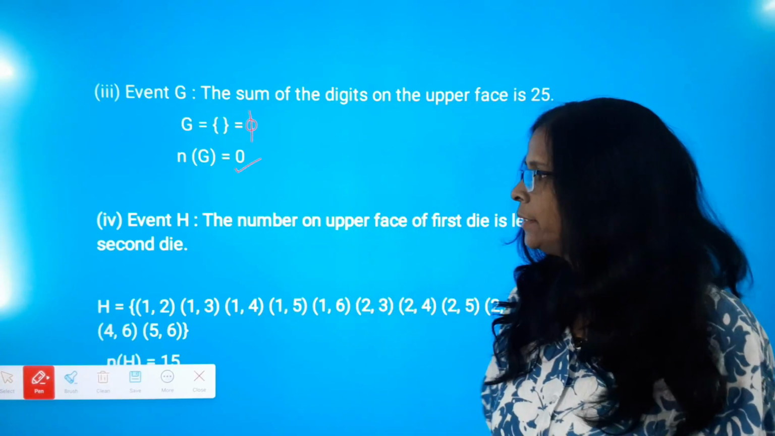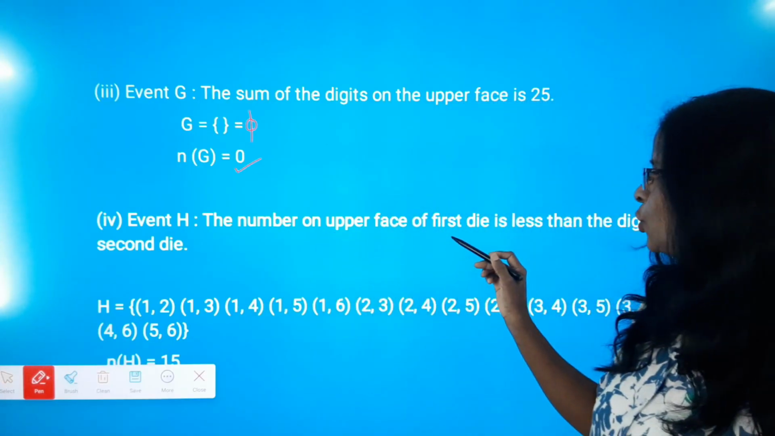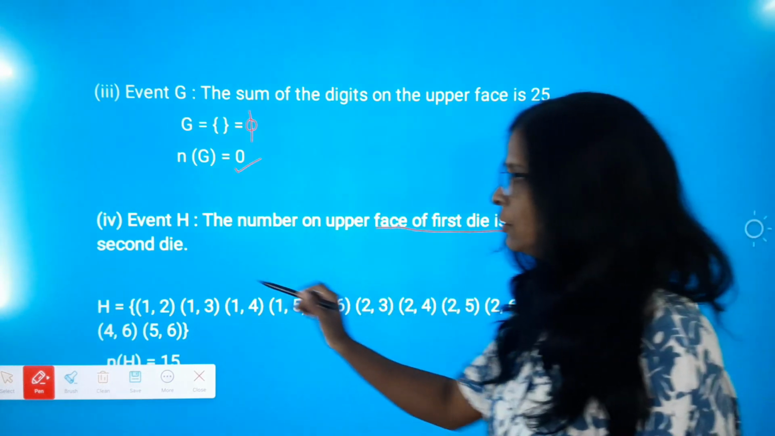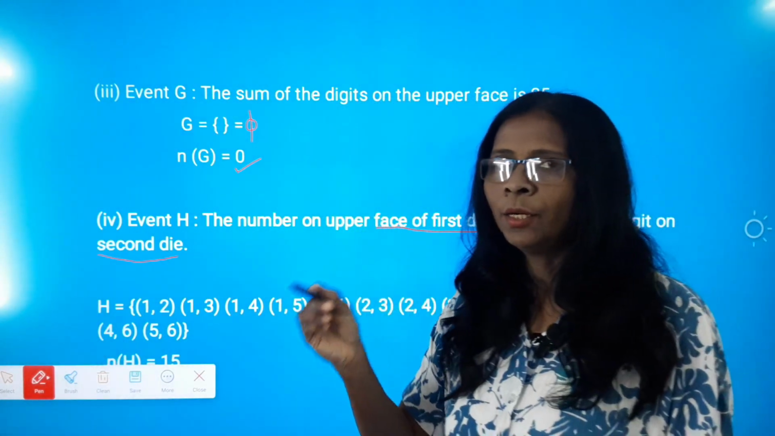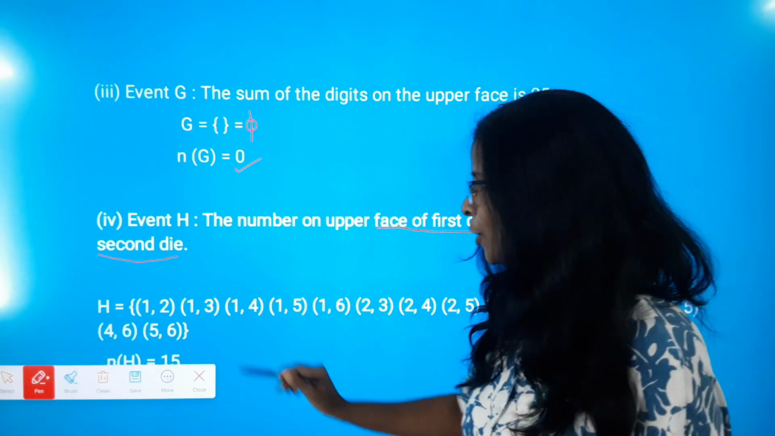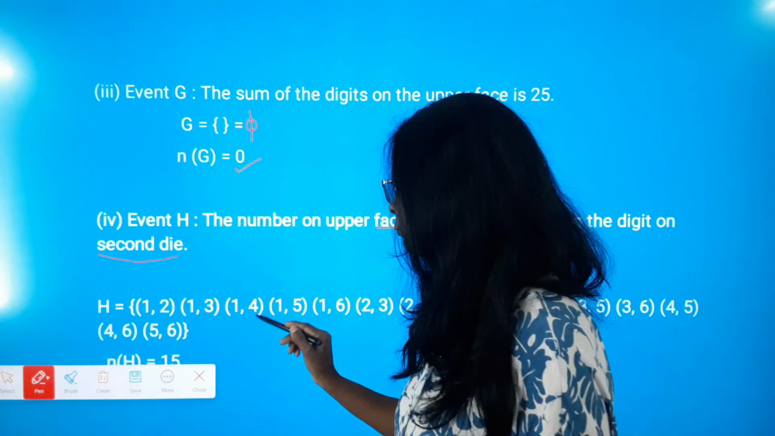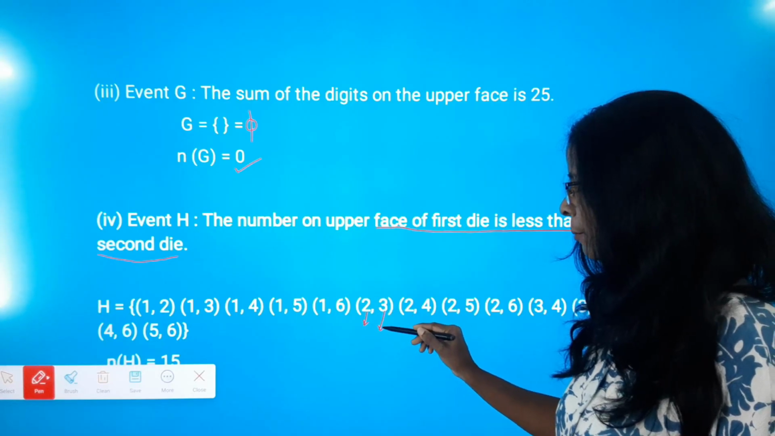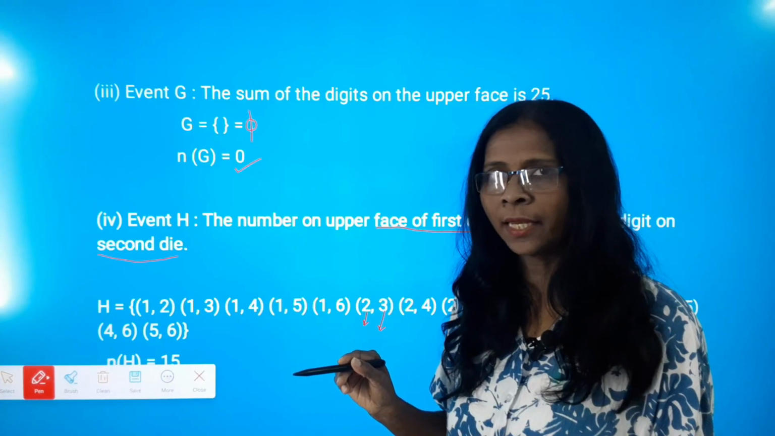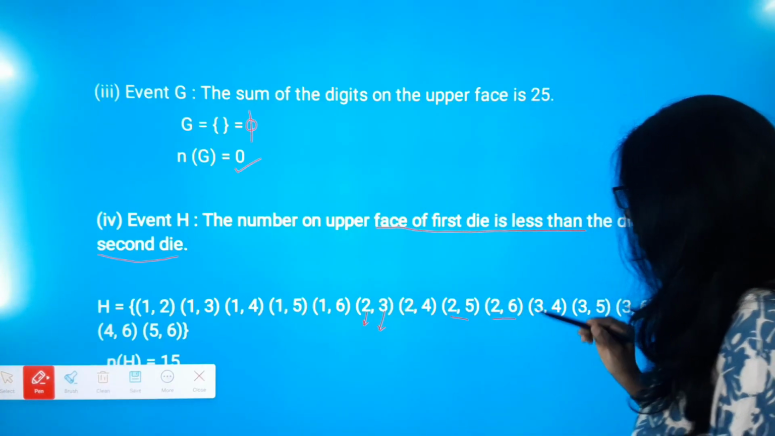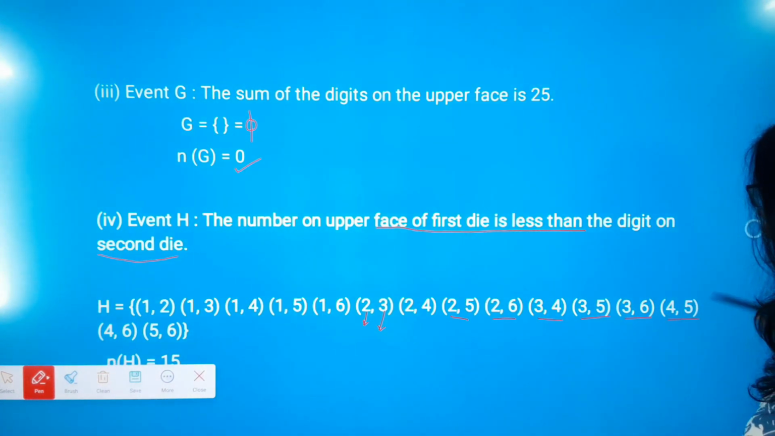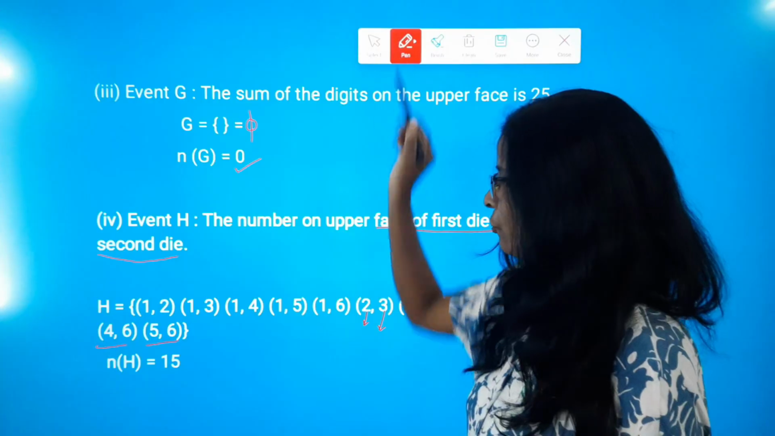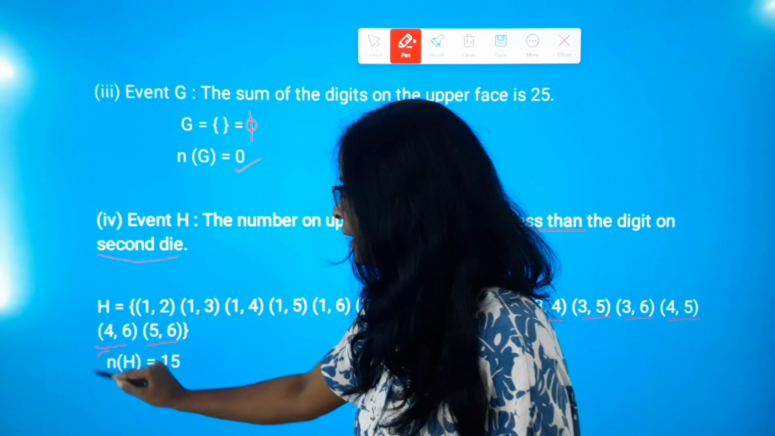Then the next event, the event H: the number on the upper face of the first die is less than the digit on the second die. So H is equal to {(1,2), (1,3), (1,4), (1,5), (1,6), then (2,3), (2,4), (2,5), (2,6), (3,4), (3,5), (3,6), (4,5), (4,6), (5,6)}. Here the first digit is less than the second digit. So n of H is equal to 15.